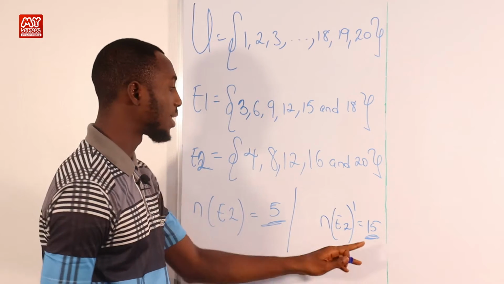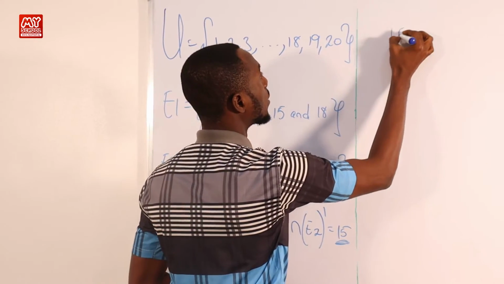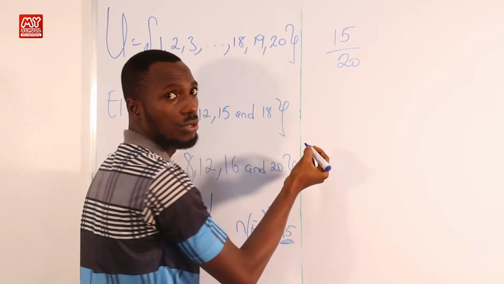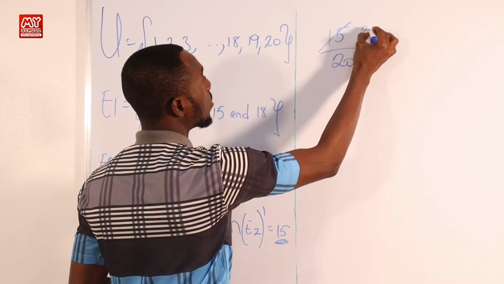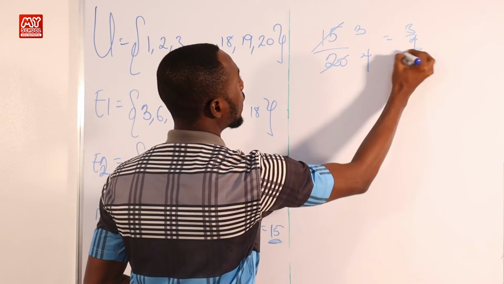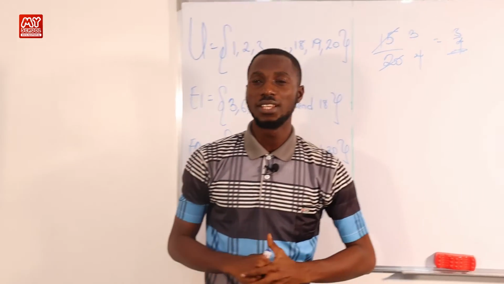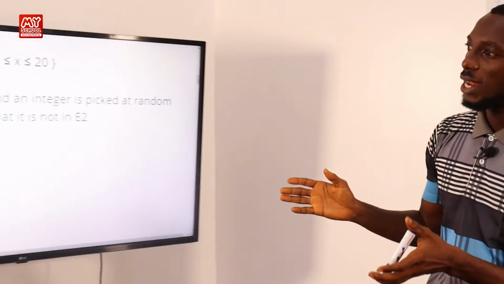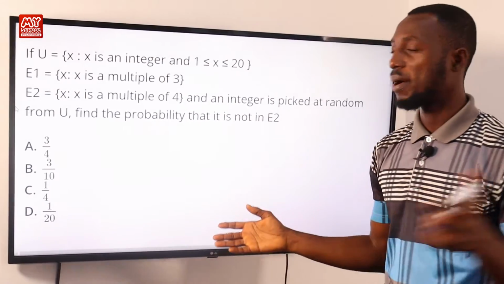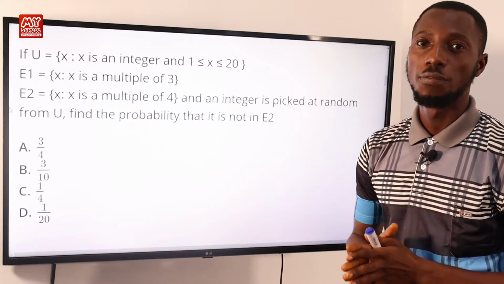All right, so the probability that it is not in E2, which is what we are asked to look for, is 15 over the total outcome, which is 20. So we'd have 5 here, 3, just to simplify it, 5 here, 4. So we'd have 3 over 4. So join me as we scan through our options together and see which one tallies with this. We have option A, option B, option C, and option D. We have 3 over 4 there. Right here on our screen, option A is correct, 3 over 4.